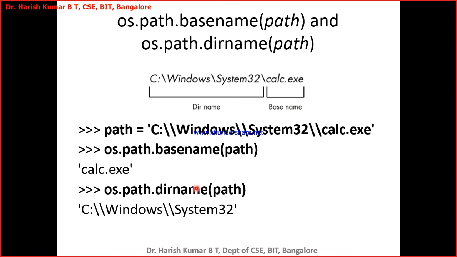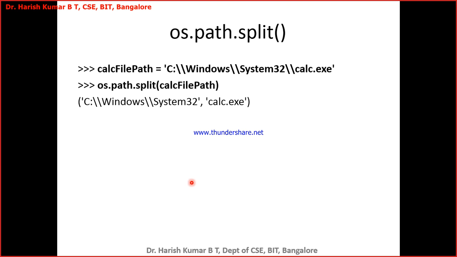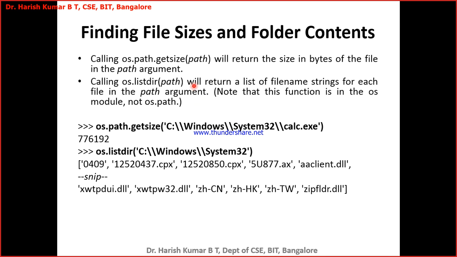These are a few examples of how to separate the directory name from the base name. It can be done by using basename. If you use basename, it will give you the base name, and these are all the directory names. Splitting can also be done by using split. When I pass this path name as an argument to split, it will split the directory name and the file name, so they are separated. And then you understood how to find the size of the file.